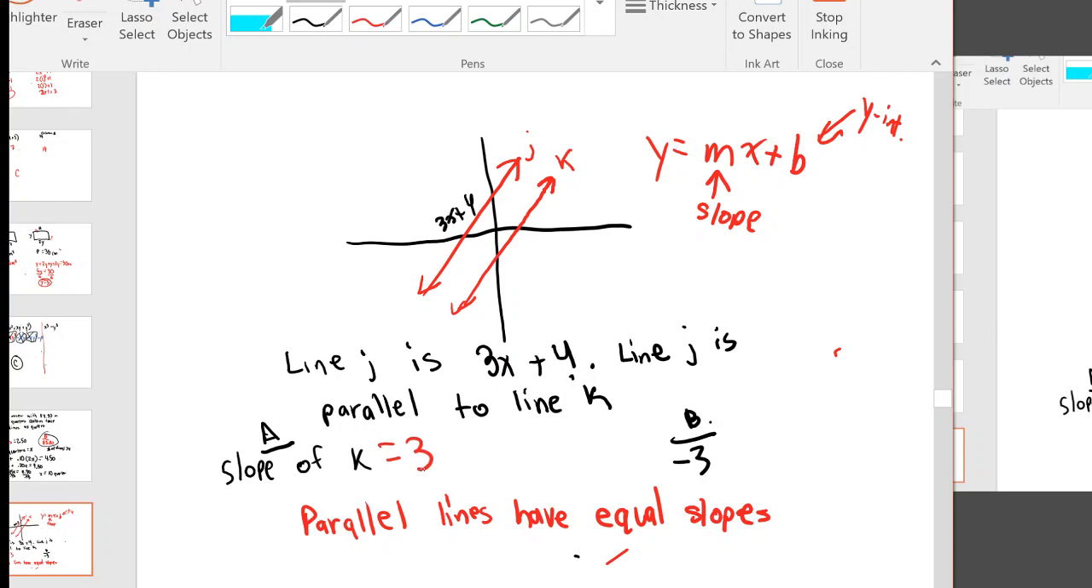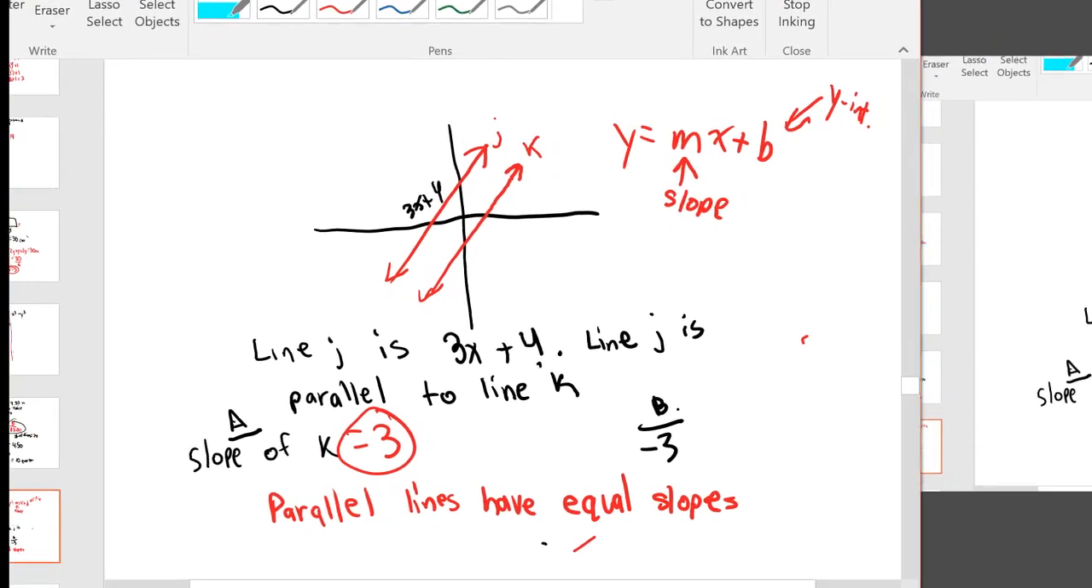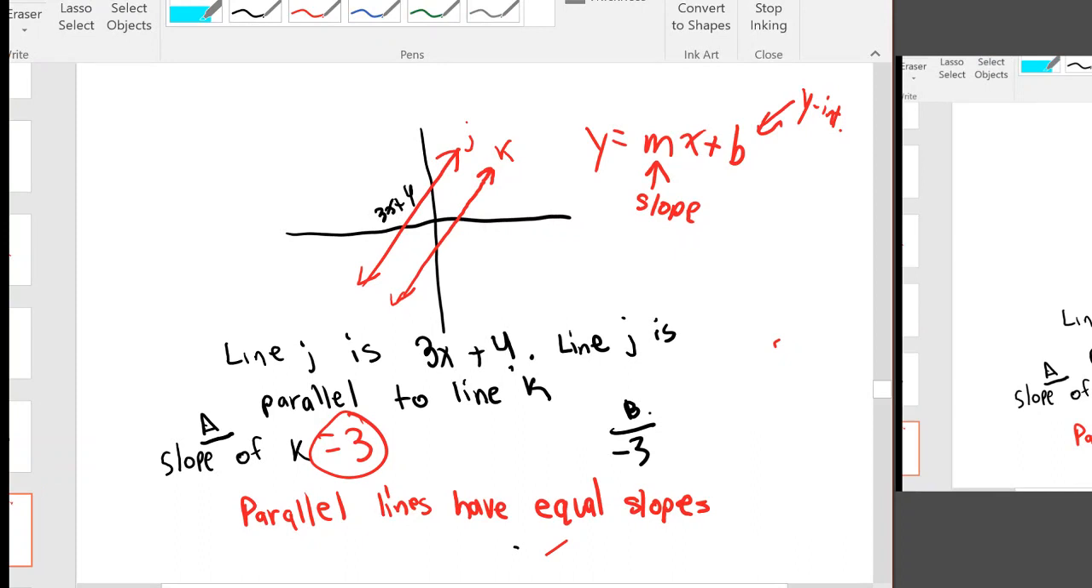So 3 is greater than negative 3. So your answer is A. So you do need to have a little bit of background knowledge to do this problem, but once you have it, it becomes relatively simple because we know that the slopes are going to be equivalent.